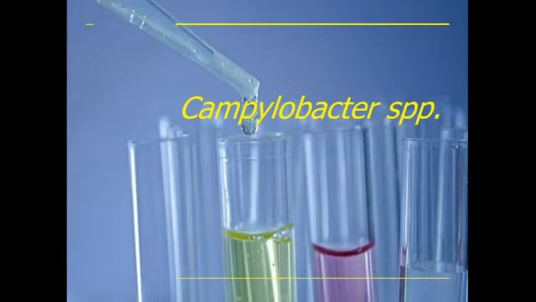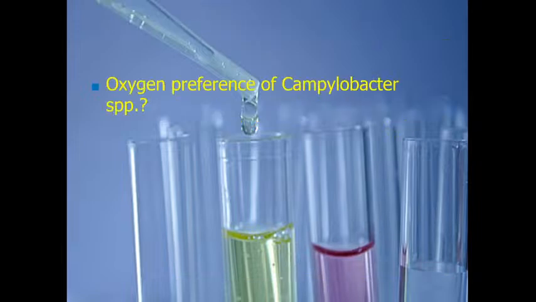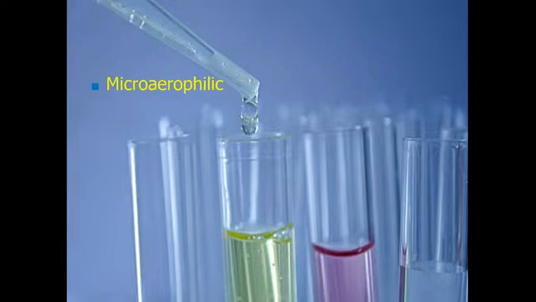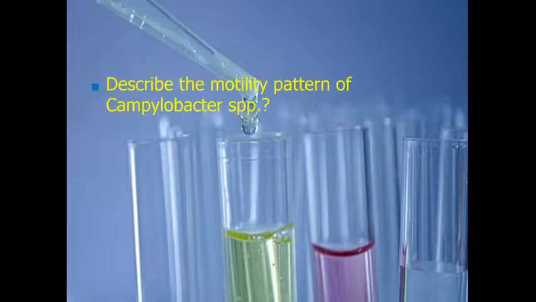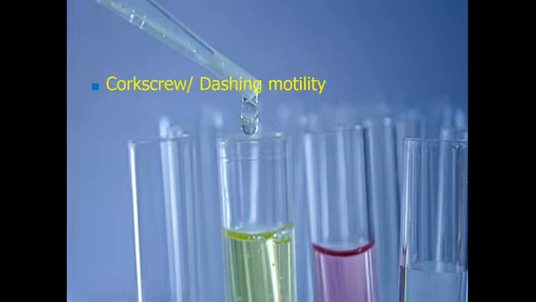Now, let's talk about Campylobacter. Campylobacter is an organism that is known to be microaerophilic, hence the oxygen preference is a microaerophilic environment. Please do note the oxygen requirements of microaerophilic organisms. I've already discussed it in our previous discussion. I just want you to remember the microaerophilic environment and how we do a microaerophilic gas pack system. Now, let's talk about the motility pattern of Campylobacter species. It has a corkscrew motility or a darting motility.